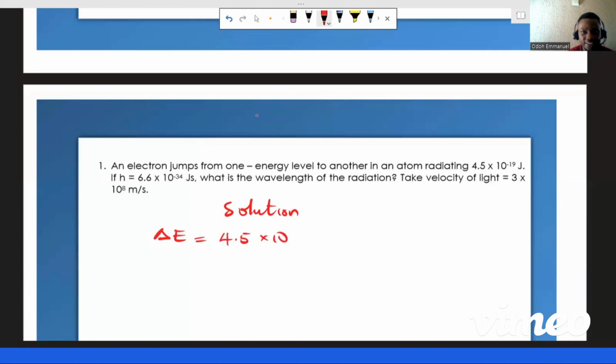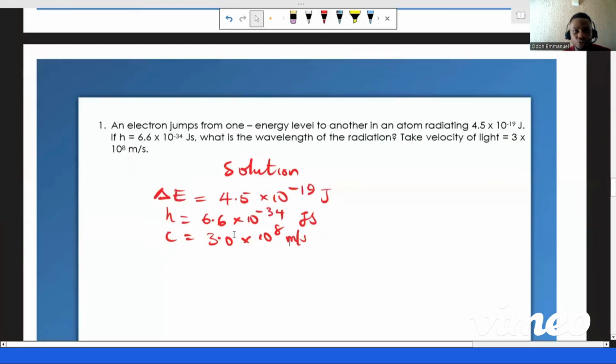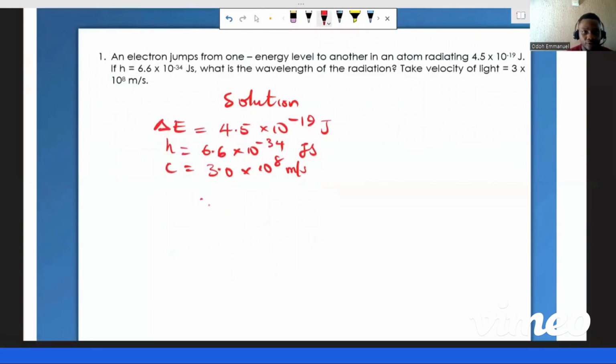So the energy difference is this, 4.5 times 10 to the power minus 19 joules. Good. Having known that, we've been given the Planck constant to be 6.6 times 10 to the power minus 34 joule seconds, and c, the speed of light, is 3.0 times 10 to the power of 8 meters per second. So we can make substitution into the formula for energy difference, which is hc over lambda.